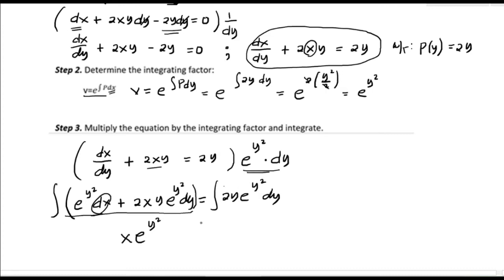Then, integrate the right side. We already integrated the right side similar to this one in our example 2. And the answer for this is e^(y squared) plus the constant. This is now our final answer.